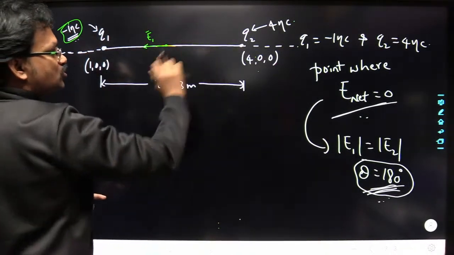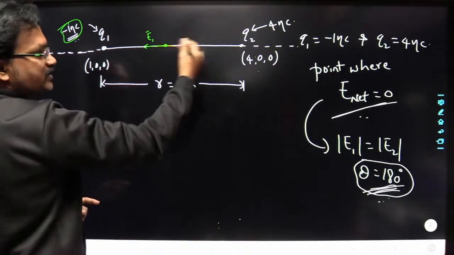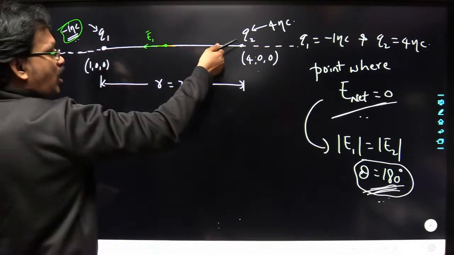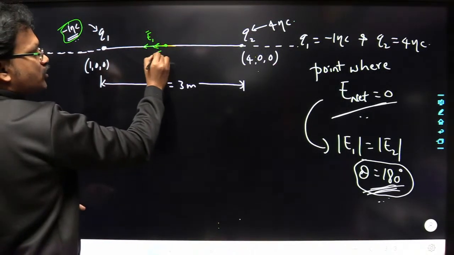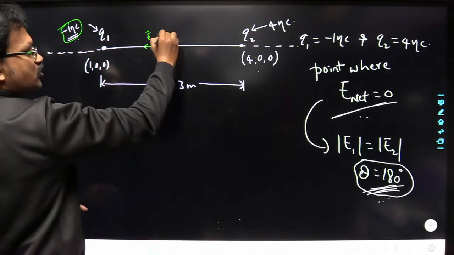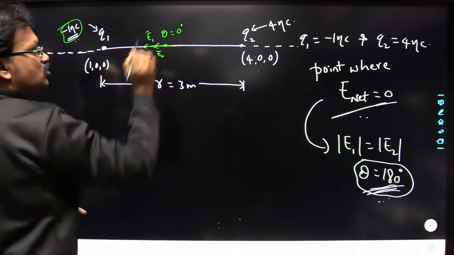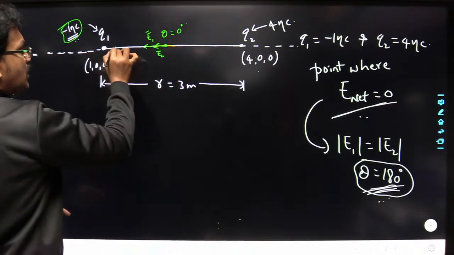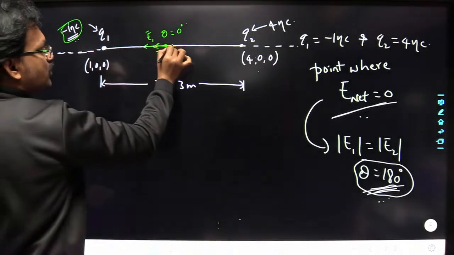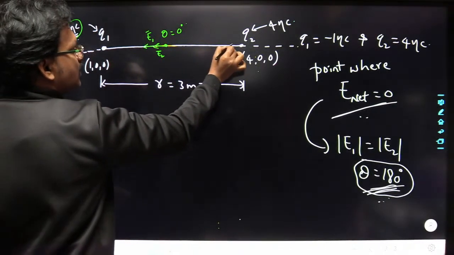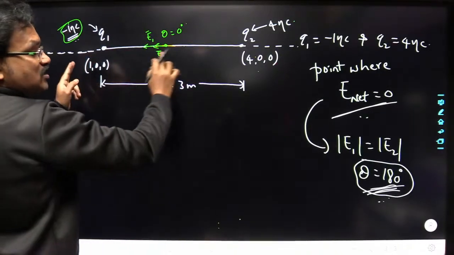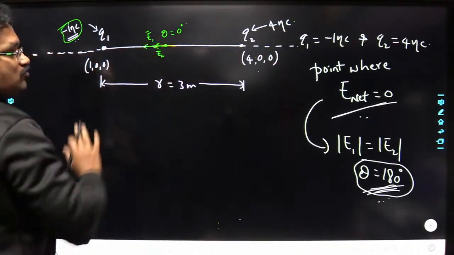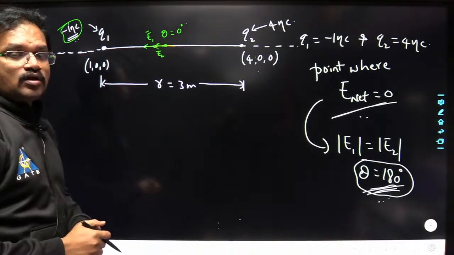Now if you consider Q2, at this point, what is the direction of the electric field? Always the electric field is going to point away from Q2. So E2 is going to point in the same direction. So here theta is equal to 0 degrees. That means whatever point you take between Q1 and Q2, you are going to get theta equal to 0 degrees.